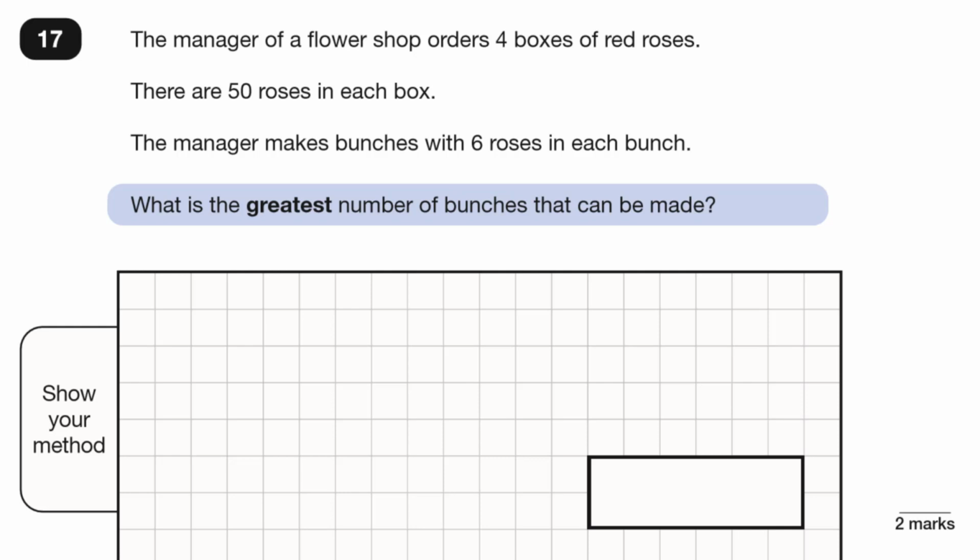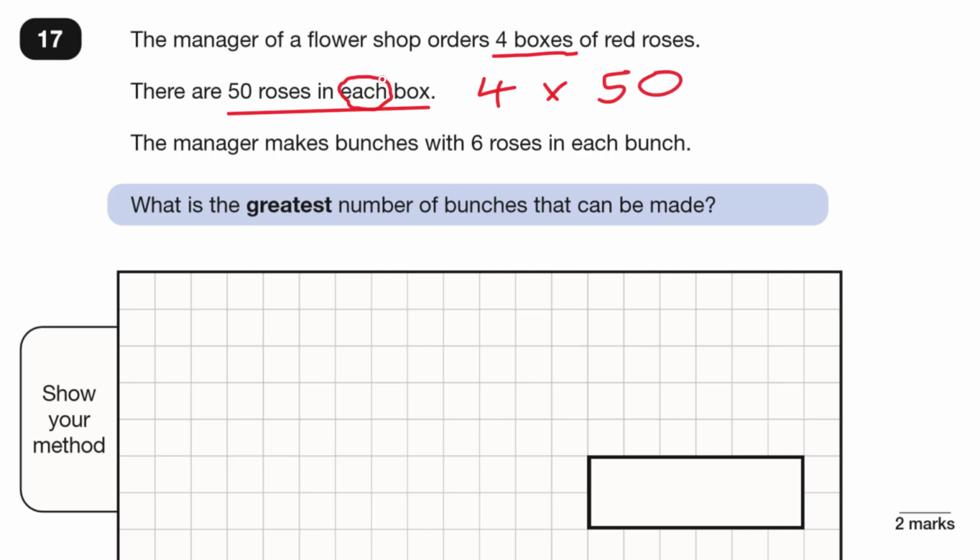Question 17. The manager of a flower shop orders 4 boxes of red roses. I'm going to start underlining 4 boxes. There are 50 roses in each box. So already I can see 4 boxes, 50 roses in each box. So I already know here, mentally, I'm going to be thinking, okay, so 4 lots of 50 roses, 4 boxes of 50 roses.